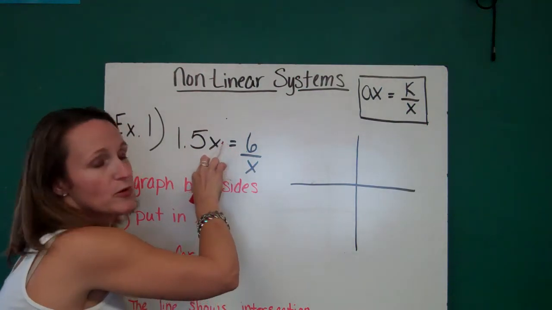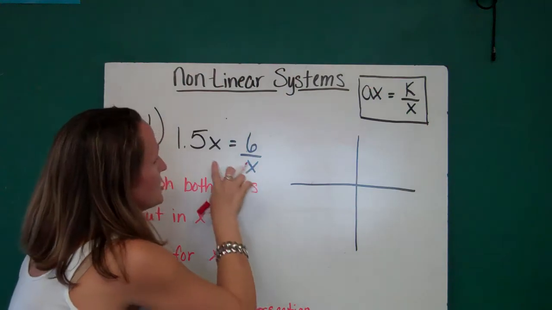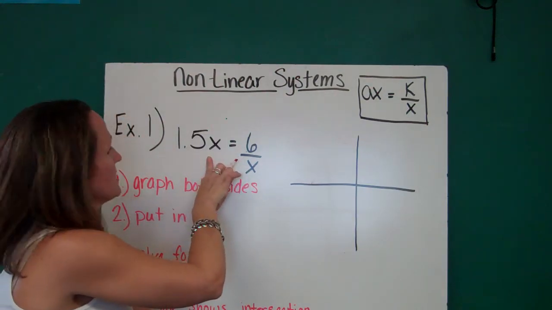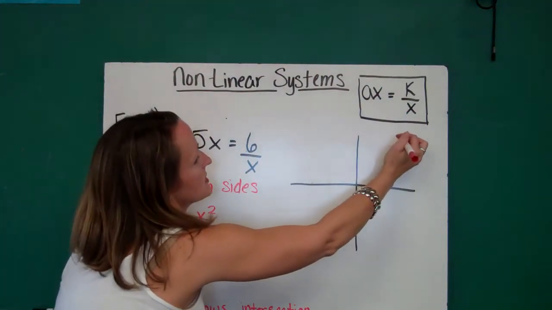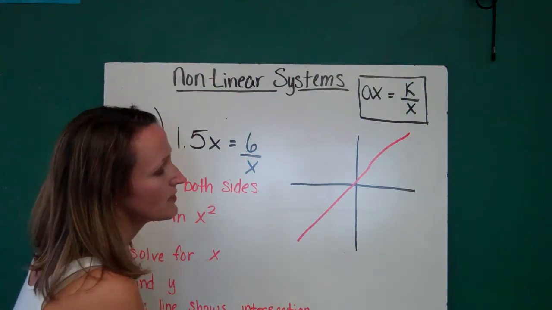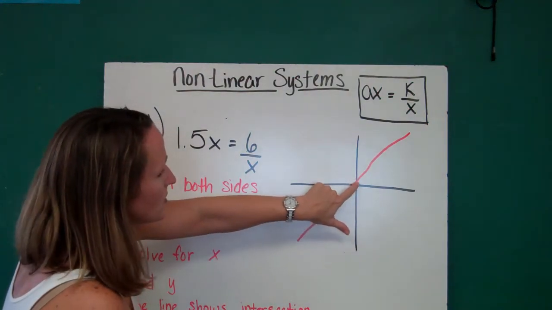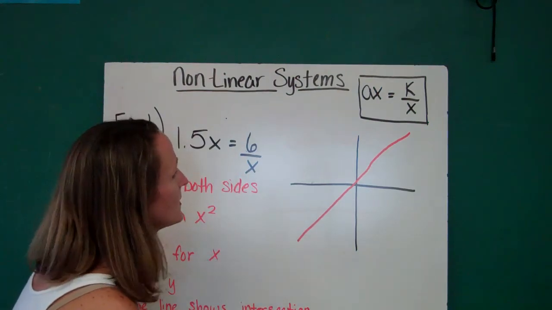So we know what 1.5x means. It means graph it with a slope of 1.5. There's no plus or minus here, so we know that this is going to go right through the origin with a slope of 1.5. So essentially, it looks like this. Maybe a little straighter, but it should go pretty much through the origin with a slope of 1.5, meaning up 1.5 over 1.